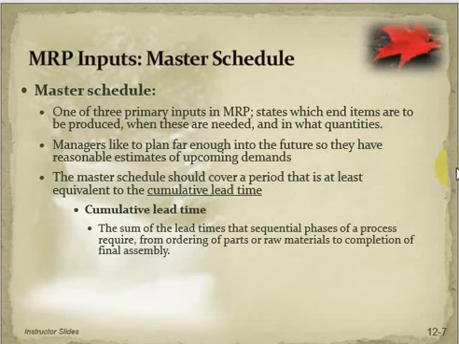It's the sum of lead times that sequential phases of a process require, from ordering of parts or raw material to completion of the final assembly. So the cumulative lead time is the period it takes from the time you order the raw materials until your final product is made. This we call the cumulative lead time.